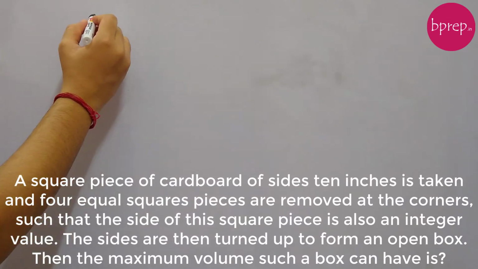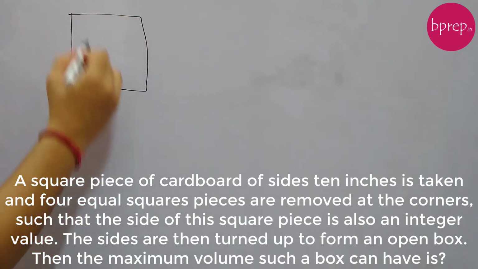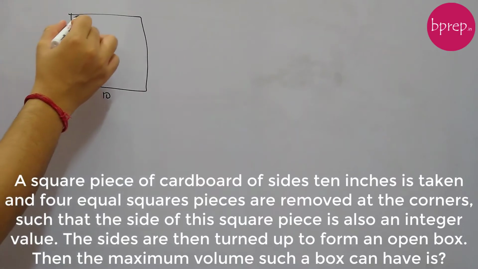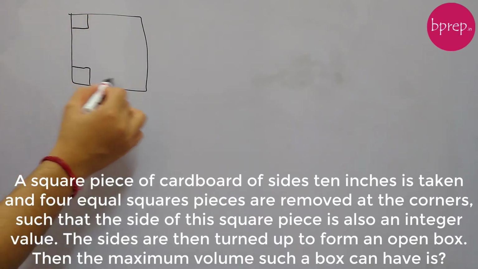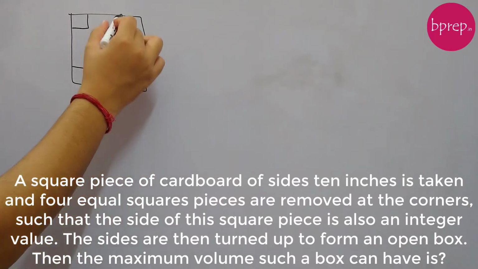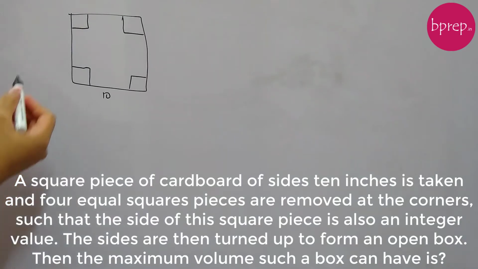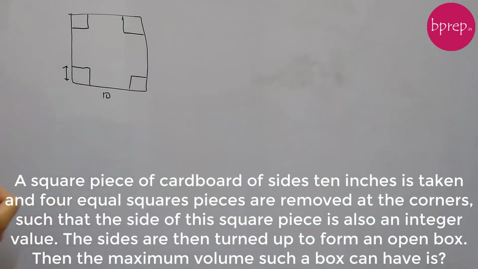So we have a square cardboard of side 10 and from the corners, pieces in shape of squares are removed. Okay, so let's say these are the squares that we are removing from the corners, and this has to be again an integer value. Okay, this is given in the question.